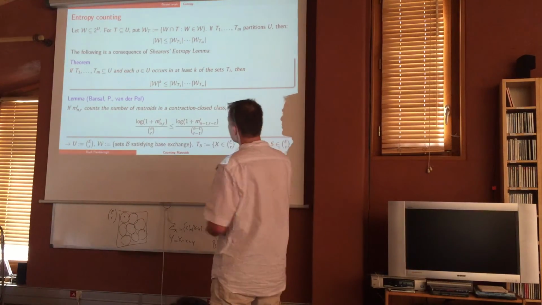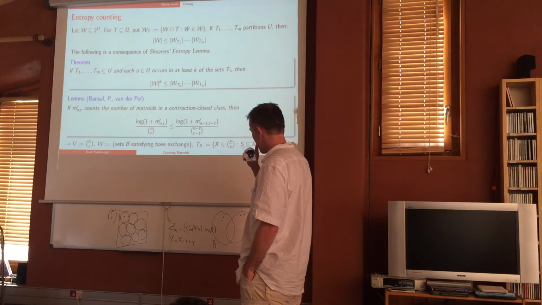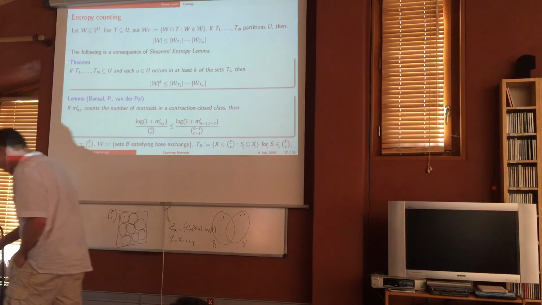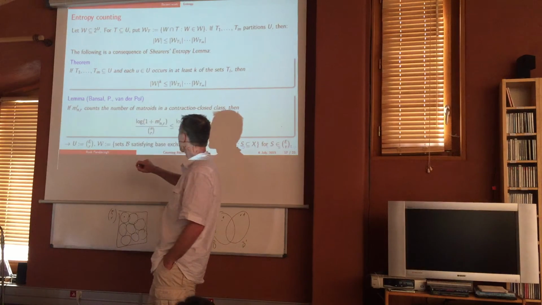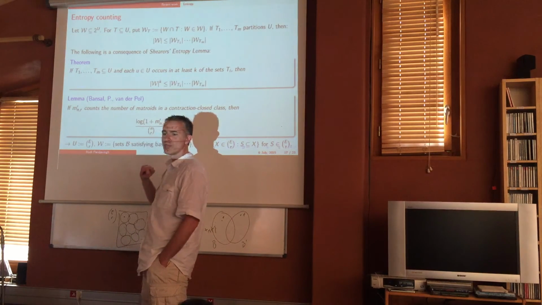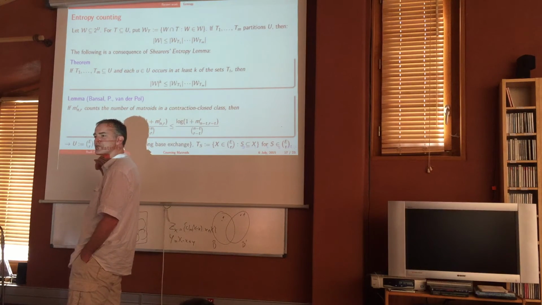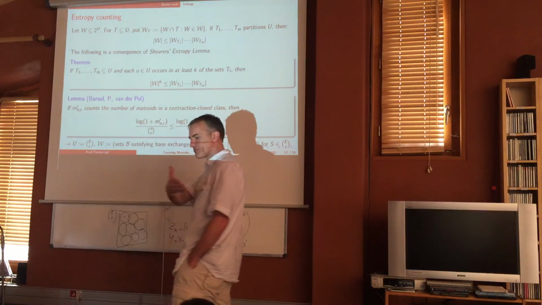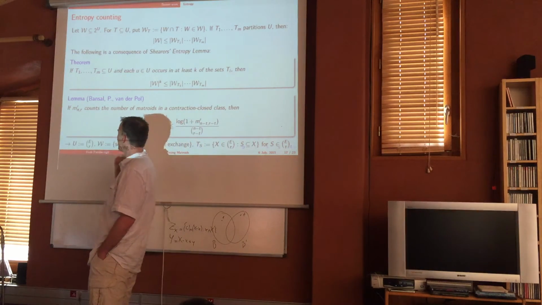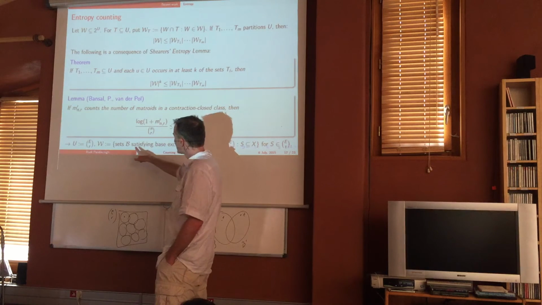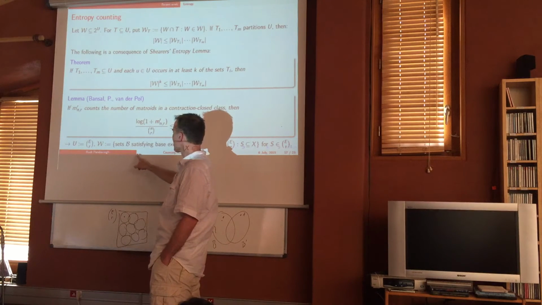So to apply this theorem above to get this result, I want to count the number of matroids. So what I need to do is identify my matroids with subsets of some big set. So the big set is going to be all the R sets from the ground set, and then my matroid is characterized by listing its bases. And this is a subset of all the R sets from E. And of course, I want the base set of a matroid in my contraction closed class here, because I want to count them.